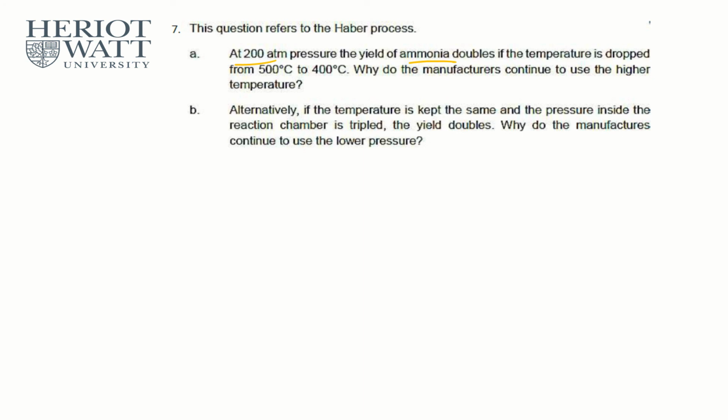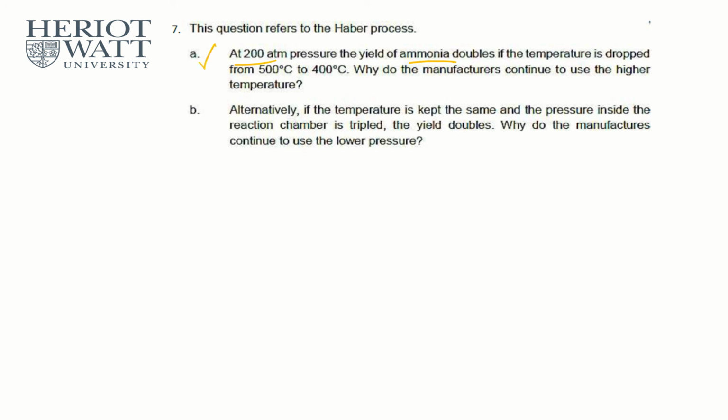But consider the rate. What happens if you use a low temperature? The rate of reaction will be too slow. Make sense? So that is why they use, not to say a high temperature, but a reasonable or compromised temperature in this case, rather than using a low temperature, to maintain a reasonable rate. That's the answer for A.